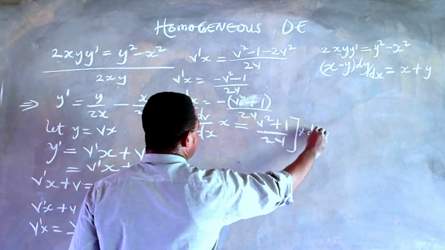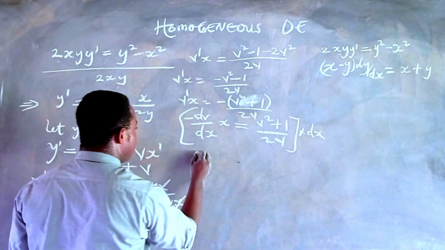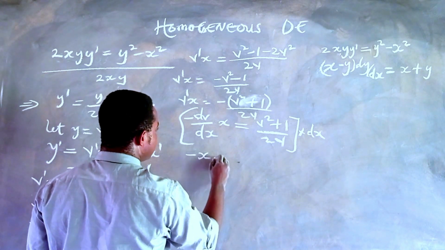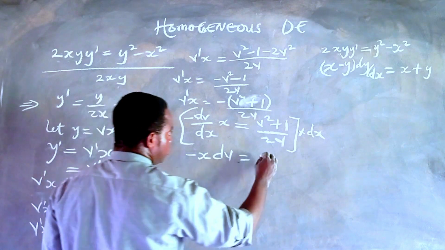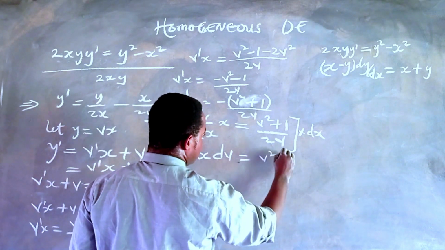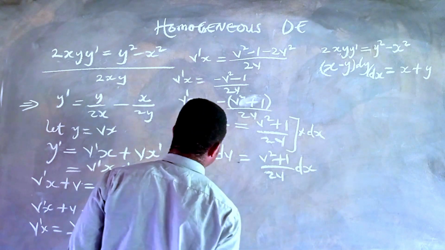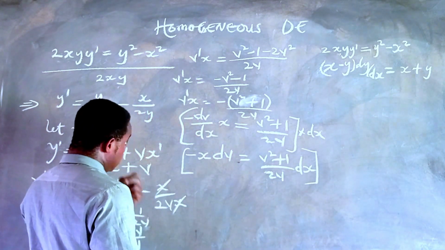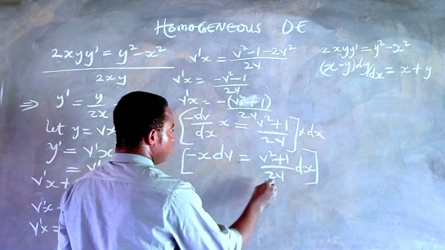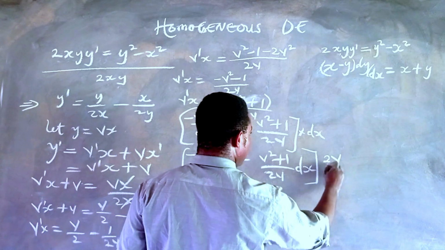At this point, we multiply both sides by dx, right? So we have negative x dv equal to v squared plus 1 over 2v multiplied by dx. This is where separation of variables takes place, right? We need to bring all these v variables to the left hand side and bring the x component to the right hand side.